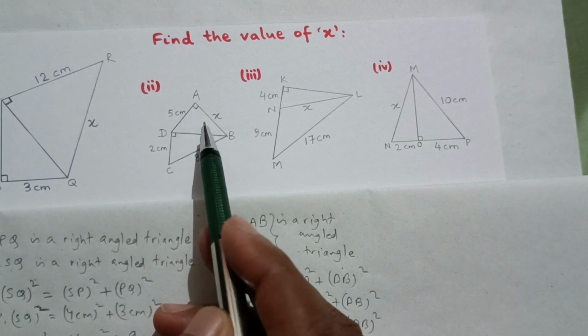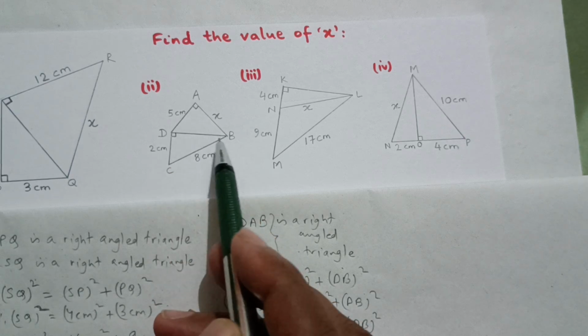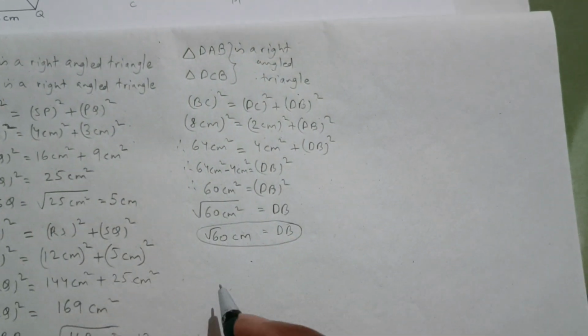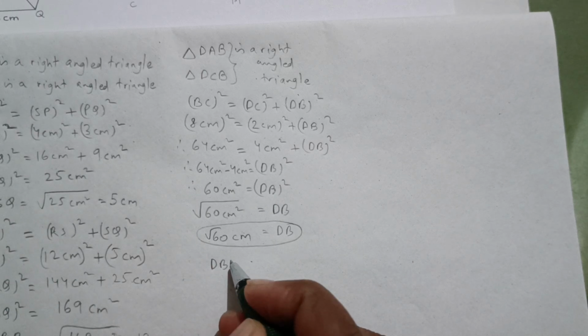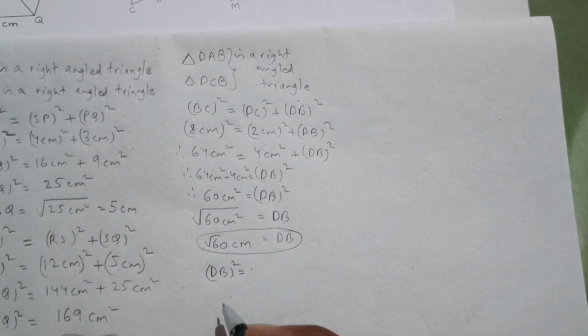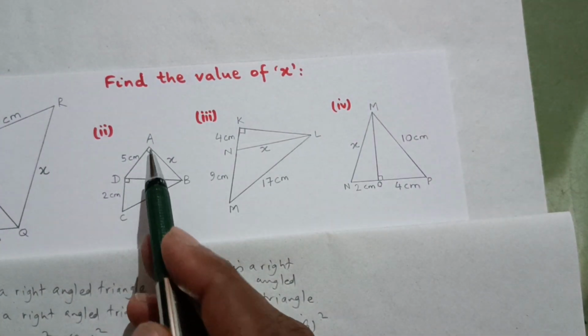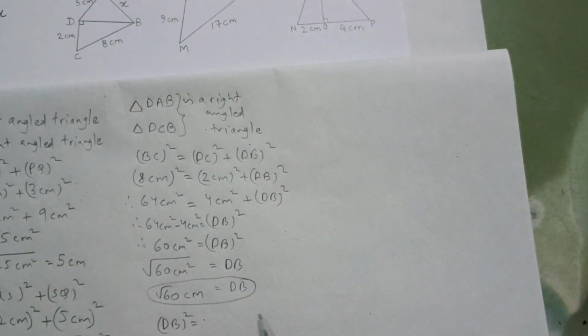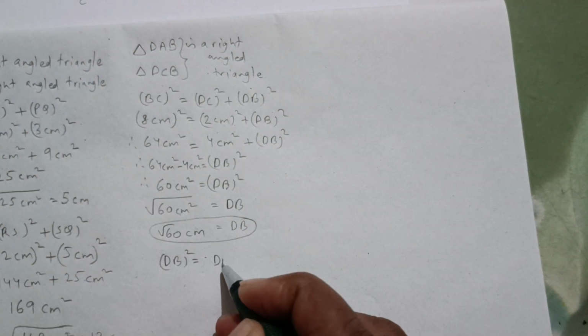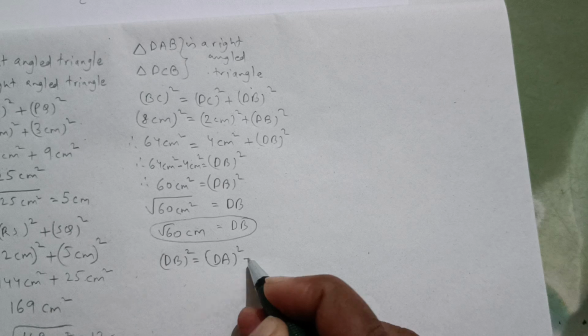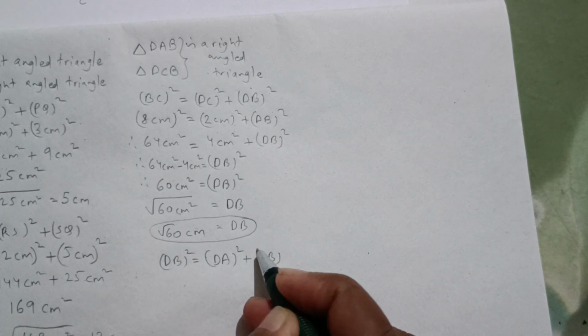Now in this triangle, what is the hypotenuse? The hypotenuse is DB. So DB whole square is equal to DA whole square plus AB whole square.